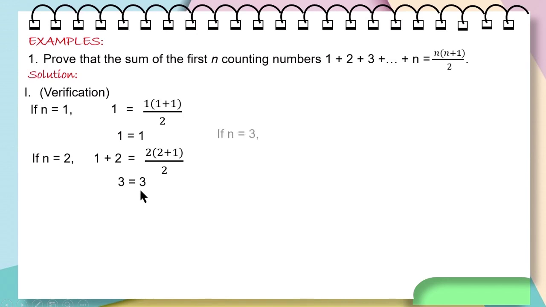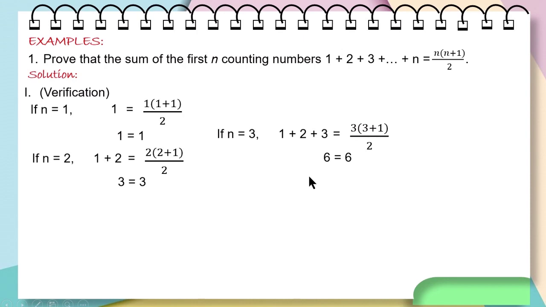How about when n is equal to 3? On the left side, we have 1 plus 2 plus 3, since these are the terms on the left side. Then on the right side, we replace n with 3. Simplify, we have 1 plus 2 plus 3, which is equal to 6. And 3 plus 1 is 4, times 3 is 12, divide by 2, that is equal to 6. So we have verified that the statement is true for n equals 1, 2, 3, and so on. You can try or solve for more values.